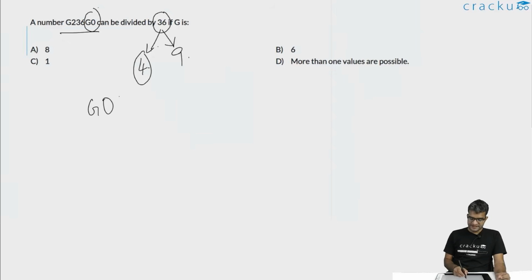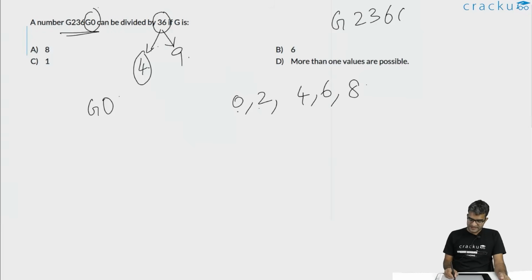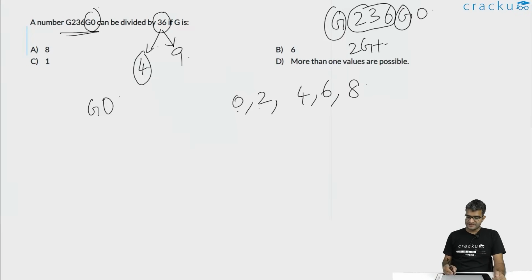So G can be either 0 or 2 or 4 or 6 or 8. Because 0, 20, 40, 60 and 80, all of them are multiples of 4. When will a number be a multiple of 9? A number will be a multiple of 9 if the sum of the digits of this number is a multiple of 9. What is the sum of the digits of the number G236G0? That will be G plus G, that is 2G, plus 2 plus 3 plus 6. This is equal to 11. So we want 2G plus 11 to be a multiple of 9.